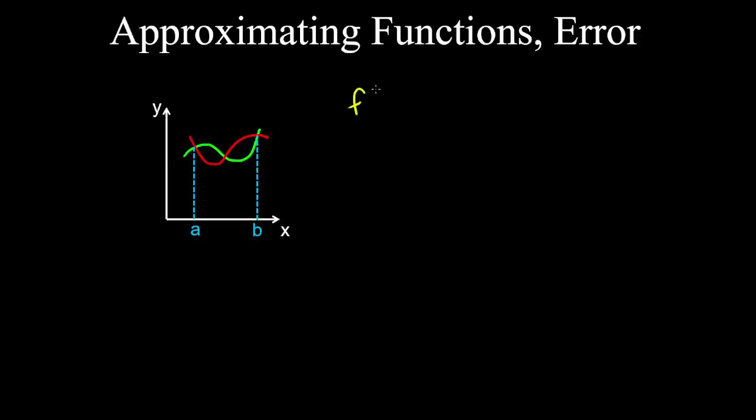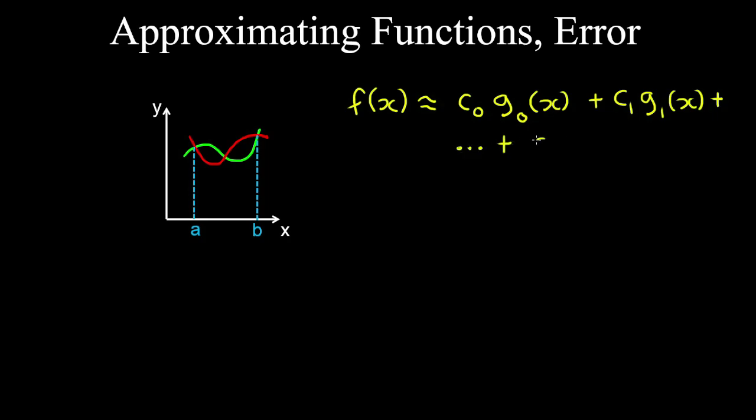We can approximate a function f of x using simpler functions. So that will be some constant multiplied by a function g naught of x, plus another constant by g1 of x, and so on, up to some function gn of x.